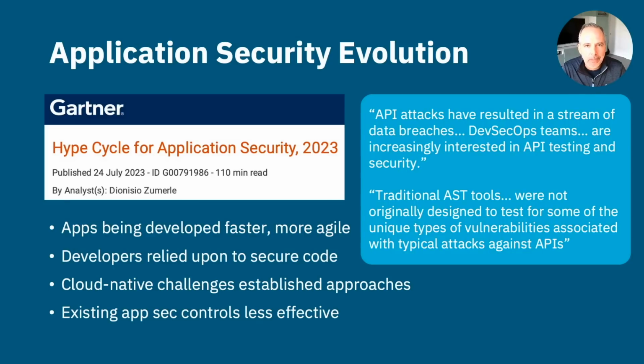However, our existing application security controls have not kept up, and they've become less effective. Dionisio from Gartner summarizes it well. API attacks have resulted in a stream of data breaches, and DevSecOps teams have increasingly become interested in API testing and security. However, our traditional AST tools, application security testing tools, were not originally designed to test for some of the unique types of vulnerabilities associated with typical attacks against APIs. And his point is really spot on.